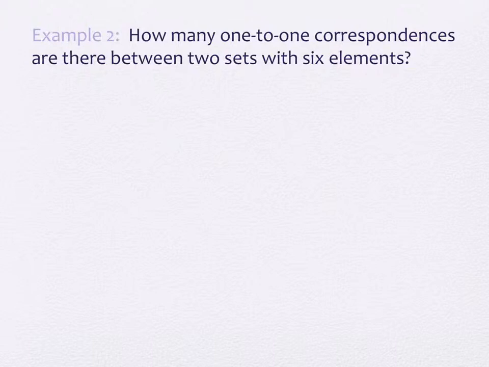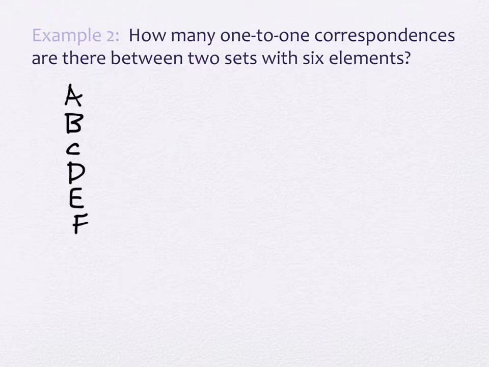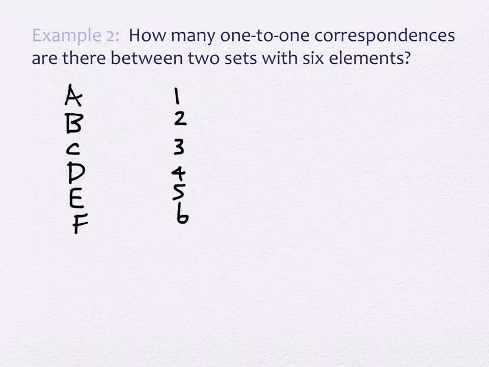Okay, so visually, let me just draw you what we've got. I'm just going to draw the picture to start with. So I have A, B, C, D, E, and F. That's 6 elements. And then I've got 1, 2, 3, 4, 5, and 6. Okay, so do I have the ability to make a one-to-one correspondence? Yes, because there's the same number of elements. I do have the ability to do that.